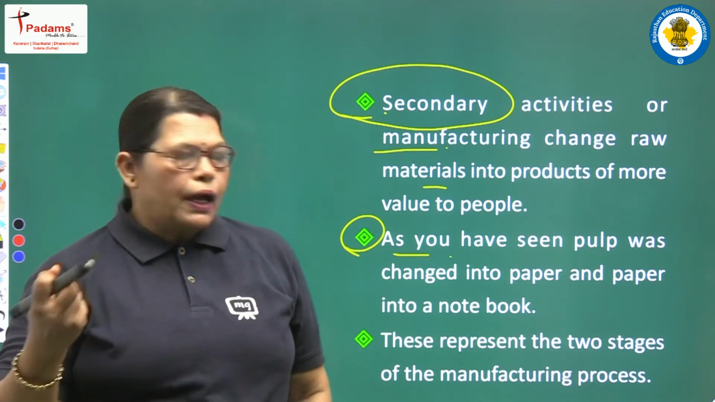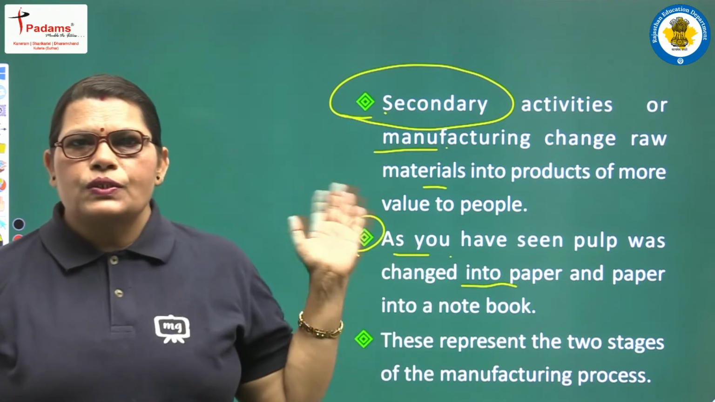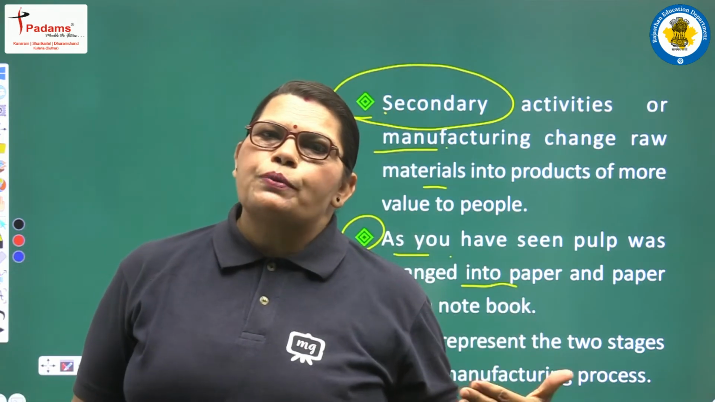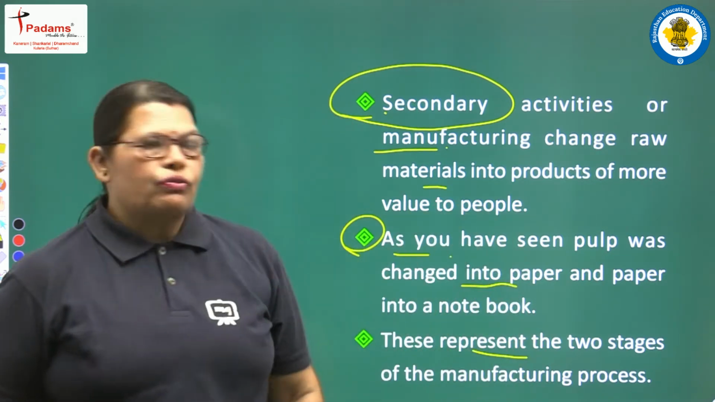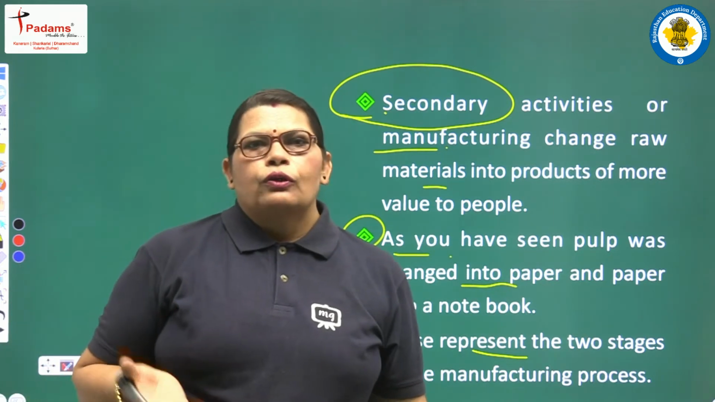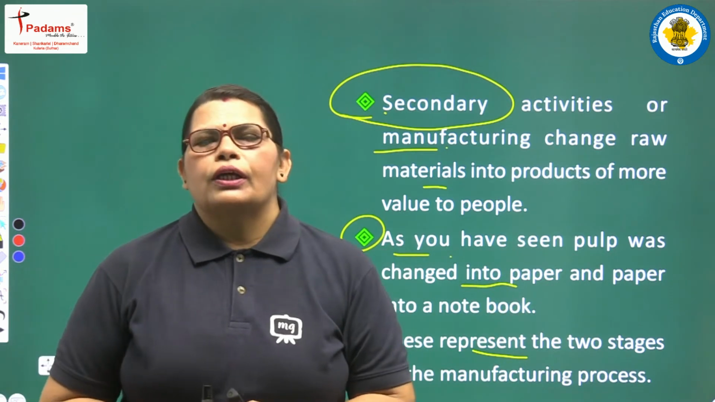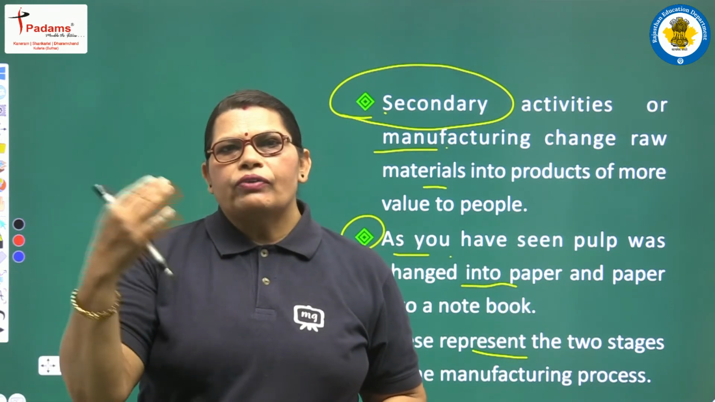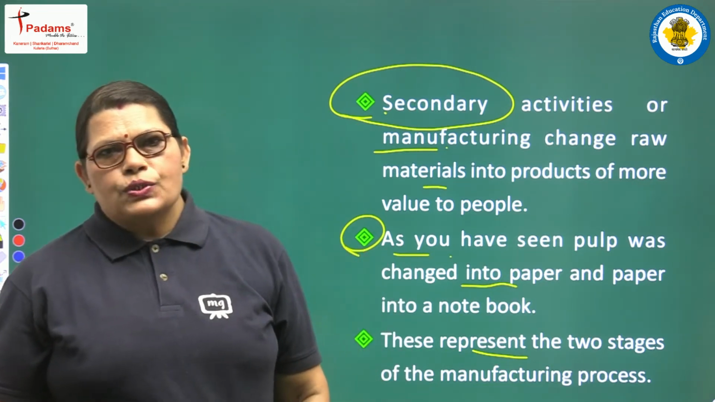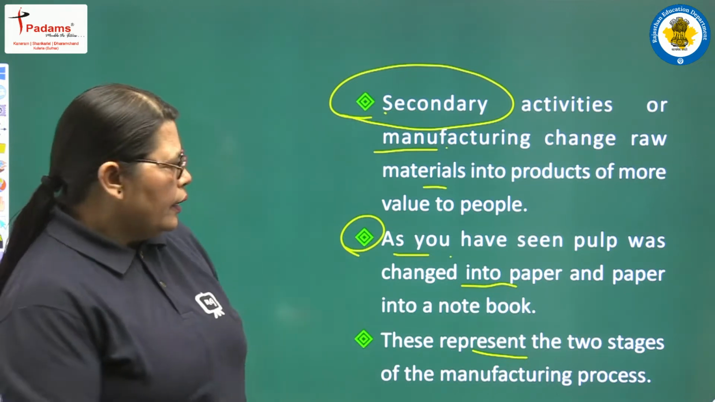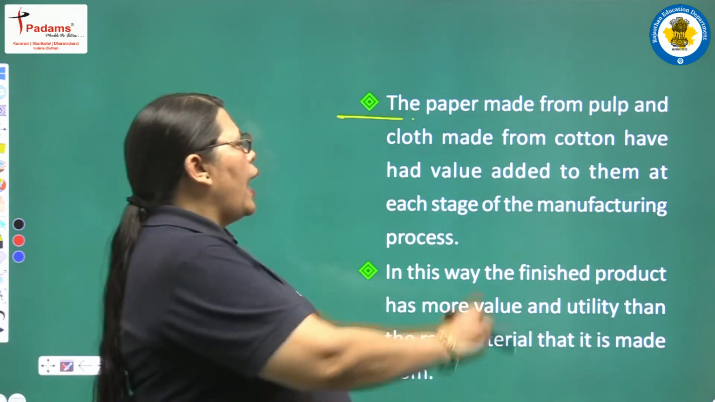As you have seen, pulp was changed into paper and paper into a notebook. Yes, we have just discussed the different steps of making notebooks. See, these represent the two stages of the manufacturing process. First of all, what is the raw material for the notebooks? The raw material for the notebooks is trees, and after cutting down the trees, these were transported to the wood pulp industries, and again with the process they came to your hands.